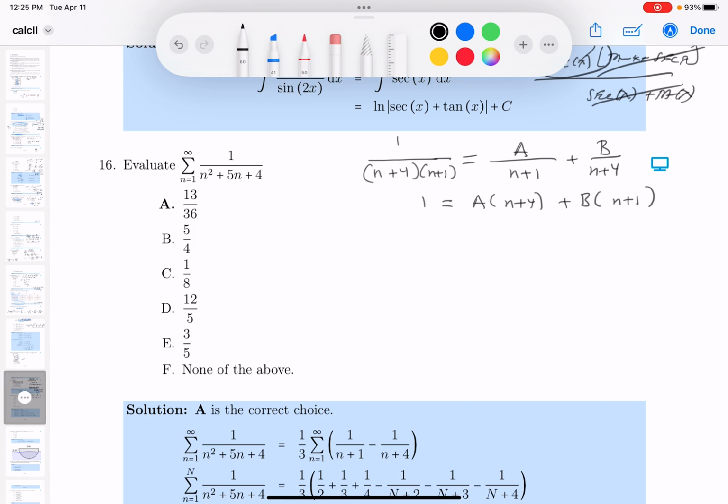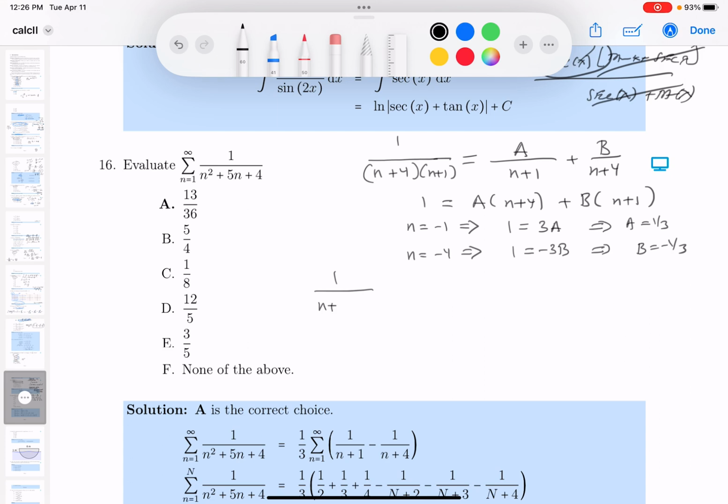All right, so what I'm going to do now is pick an easy number. I'm going to pick n to be minus 1. And what do you get there? You would get 1 on the left side, and then you get 3A. So I'm pretty comfortable that A is 1/3. And then I'm going to pick n equals minus 4. What do you get there? You get 1, and let's say you get minus 3B. And what is B going to be? B is minus 1/3.